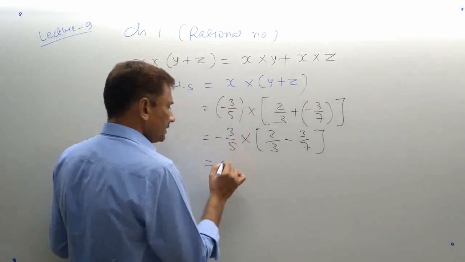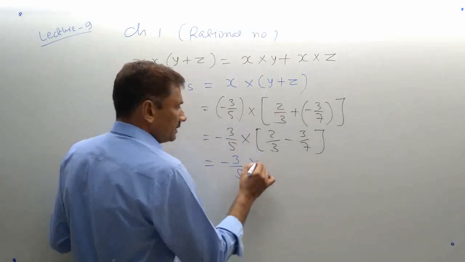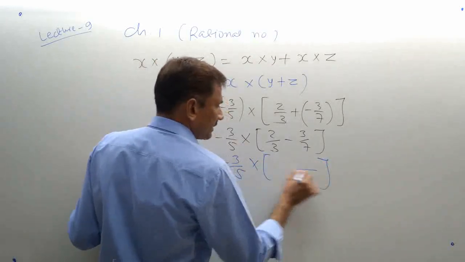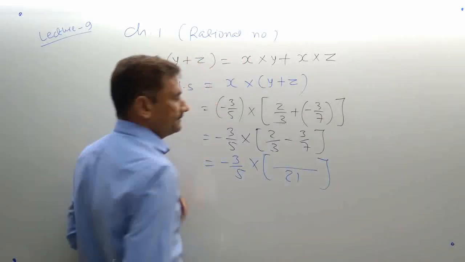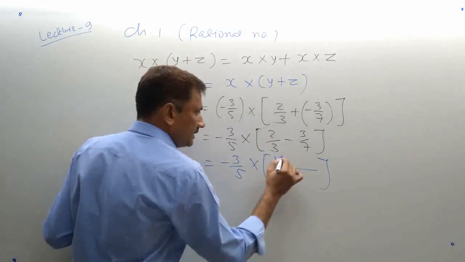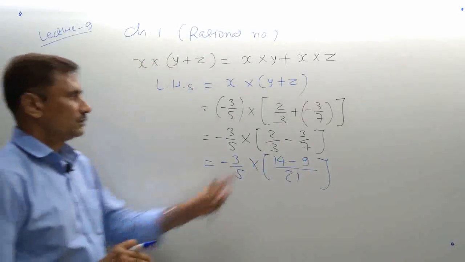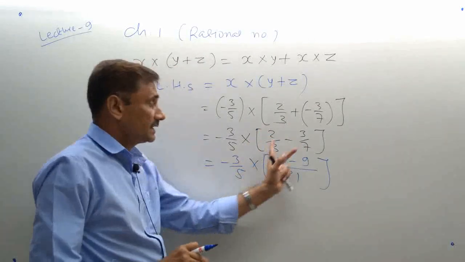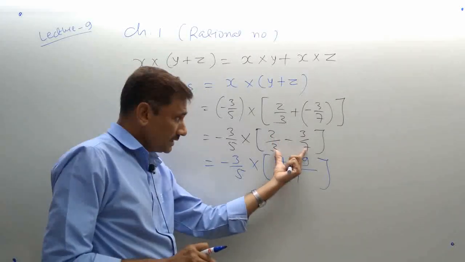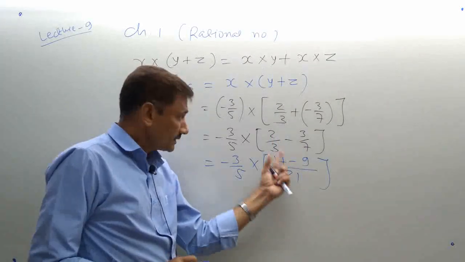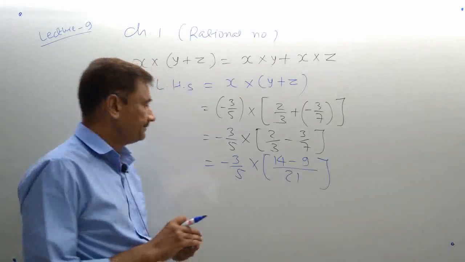So nothing to do here. I can write here 7 3s are 21, 14 minus 9. Okay, 7 2s are 14, 3 3s are 9. In numerator only, in denominator only, product of both denominators, 3 7s are 21, simply.